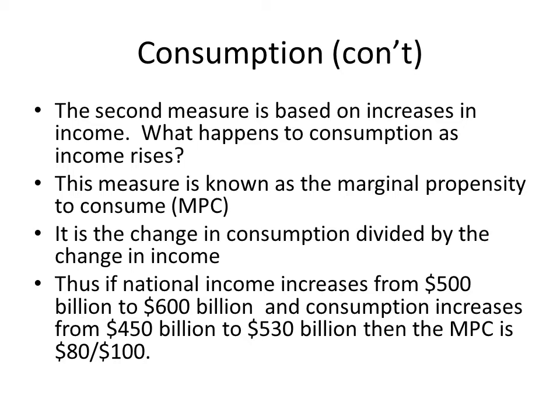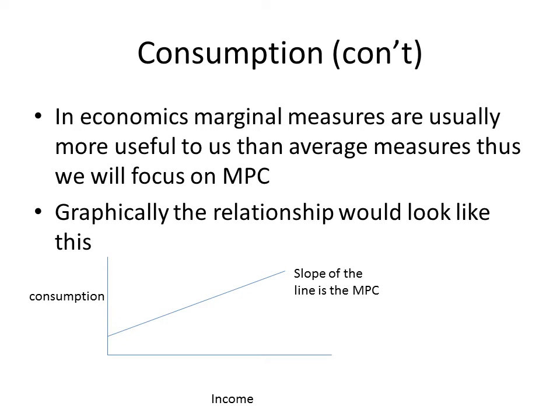Thus, if national income increases from $500 billion to $600 billion, and consumption increases from $450 billion to $530 billion, then the MPC is 80 divided by 100. The 80 is the change in consumption, 530 minus 450. The change in income is 600 minus 500. So our MPC becomes 0.8. In economics, marginal measures are usually more useful than average measures, so we're going to focus on the marginal propensity to consume.